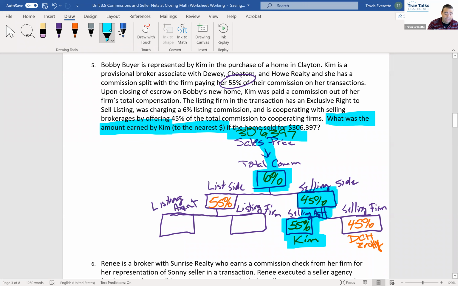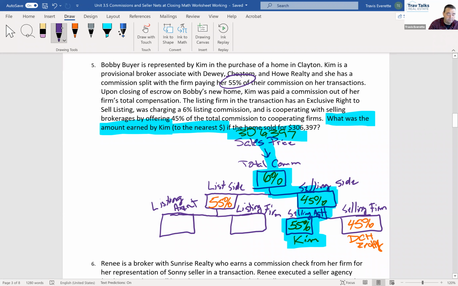45%, I can't multiply that times the sales price. Too big of a number. So I got to keep working my way back up. 6%, I can multiply that times the sales price. So that's the number. Work your way back up until you find that small number. Then you're ready to start your math.